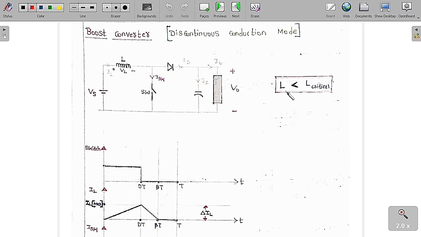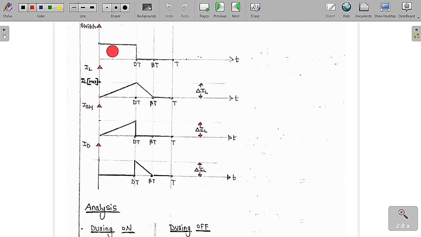Always the value of L is lesser than the critical inductance. Whatever the true inductance is, it is always lesser than the critical inductance. Then only a discontinuous conduction mode is possible. So now we are going to analyze the graphs.